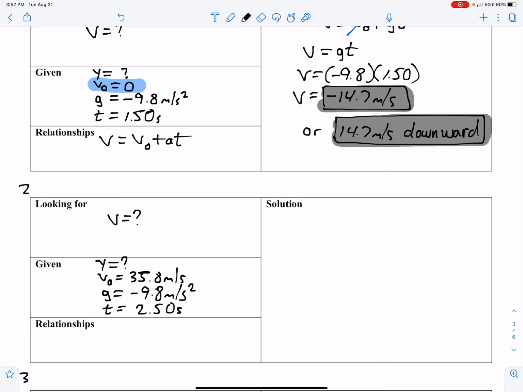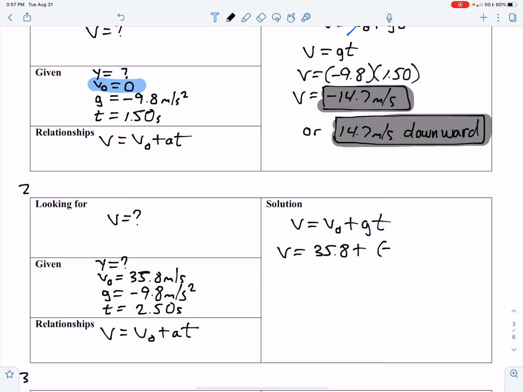Again, I'm looking for a formula that has v naught, g, and t. That would be equation number 2. Translating it again for free fall acceleration, a becomes a g. I cannot cancel anything this time, so I simply plug in 35.8 plus negative 9.8 times 2.5.